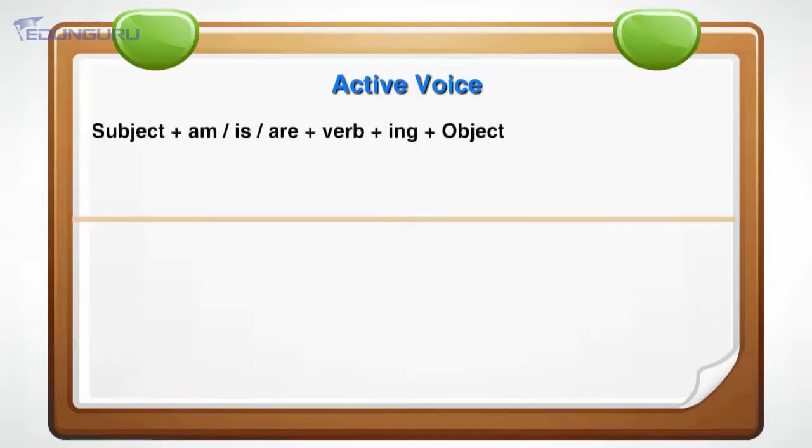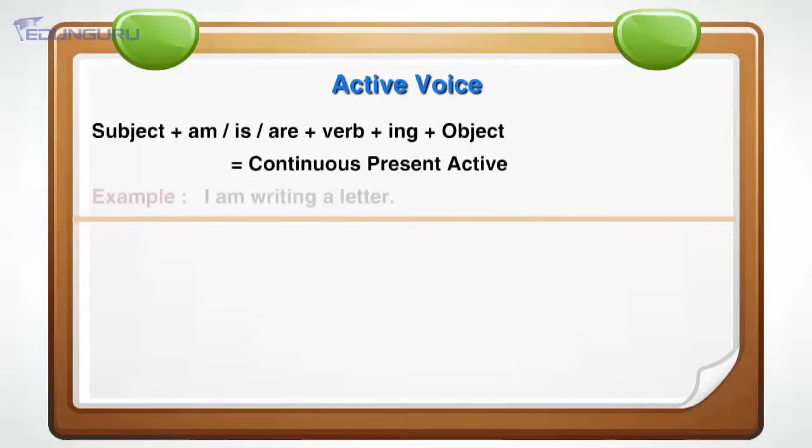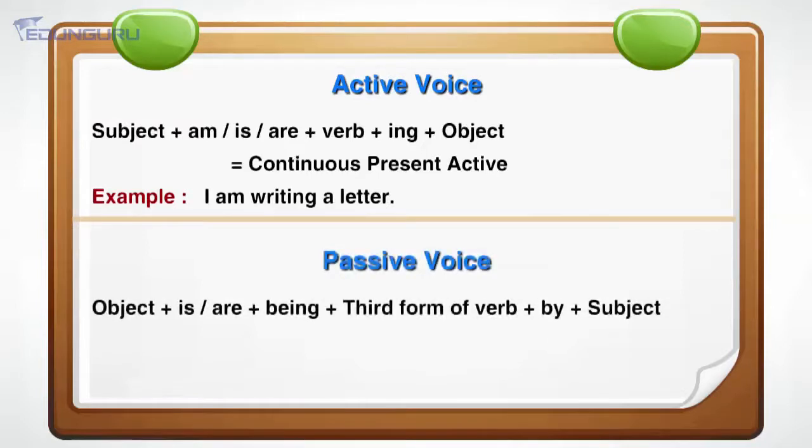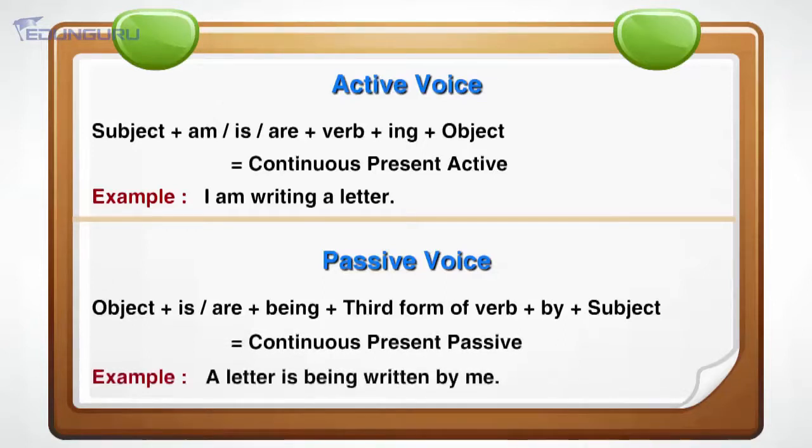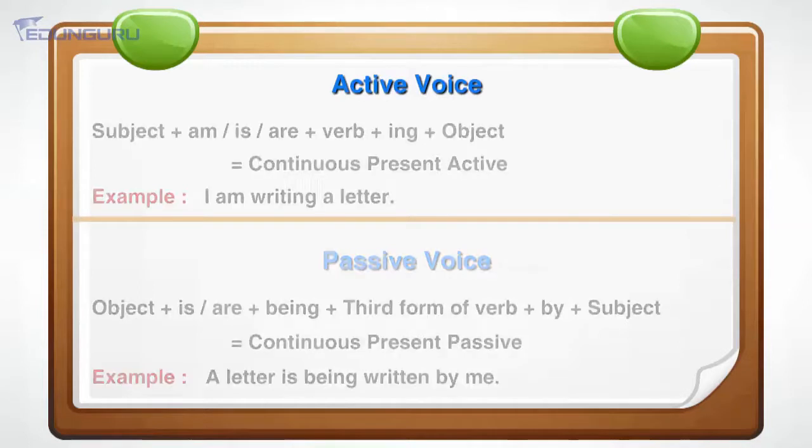Subject plus am/is/are plus verb plus ing plus the object gives us a continuous present active. I am writing a letter. Object plus is/are plus being plus verb in the third form plus by plus the subject gives us a continuous present passive. A letter is being written by me.